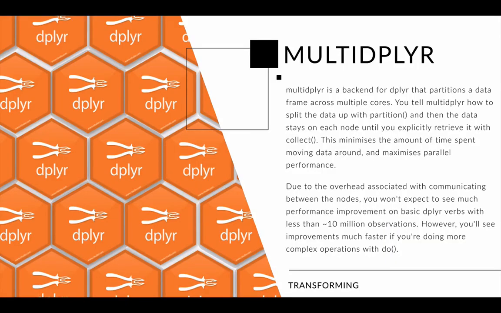And the last R package that I will cover is Hadley Wickham's multidplyr. Multidplyr is a backend for dplyr that partitions the data frame across multiple cores. You tell multidplyr how to split up the data with partition, and then the data stays on each node until you explicitly retrieve it with collect. This minimizes the amount of time spent moving data around and maximizes parallel performance. Due to the overhead associated with communicating between nodes, you won't expect to see much performance improvement on basic dplyr verbs with less than around 10 million observations. However, you'll see improvements much faster if you're doing more complex operations with do.